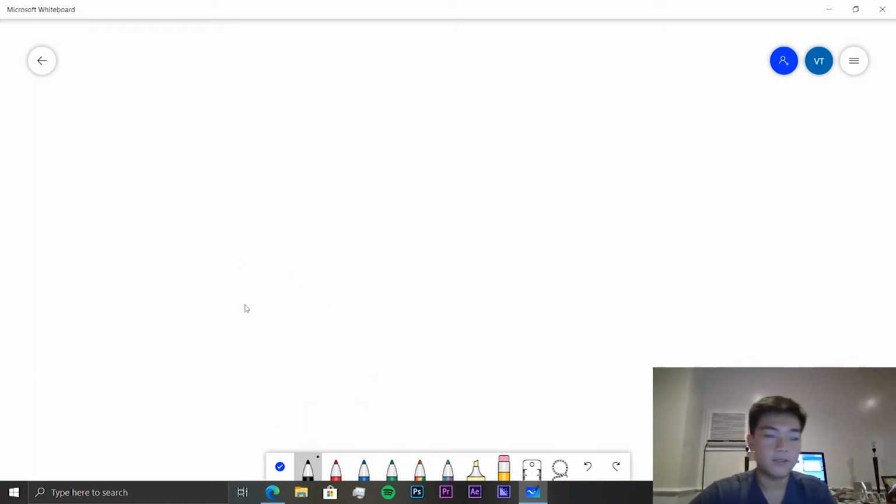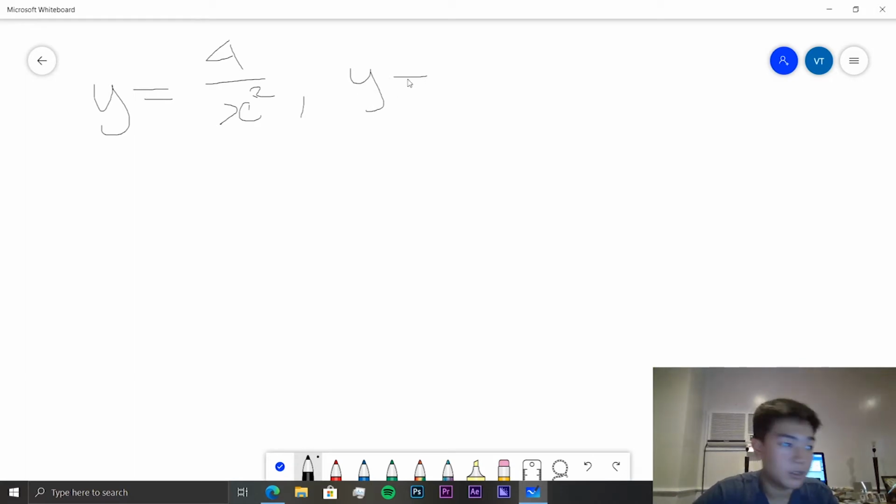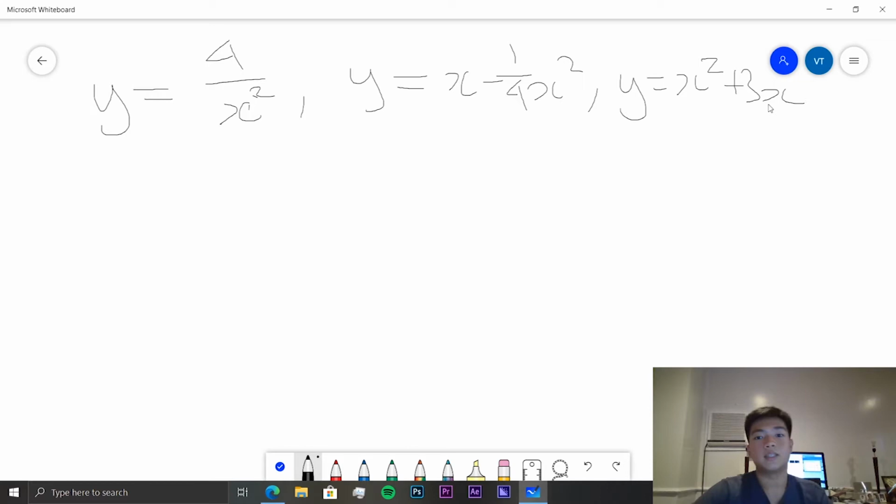I'll do the odd ones. So we need to find the area enclosed by the graphs of the functions y is equal to 4 over x squared, and y is equal to x minus 1/4 x squared, and y is equal to x squared plus 3x. So as you can see, we have three functions. And so this would probably work by having, I think, three intersections between the functions. So let's get these intersections.